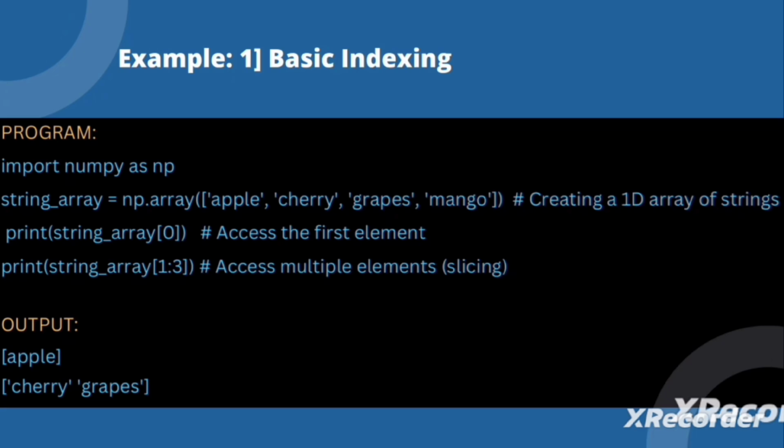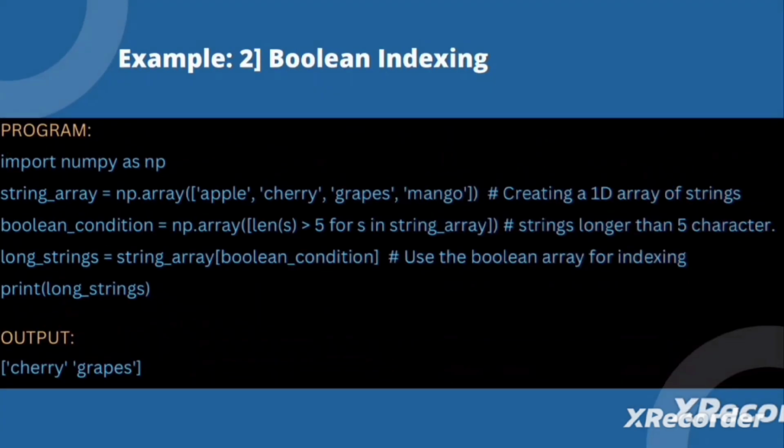So let's see the second way, that is Boolean indexing. In this example, simply a 1D array of strings is created of apple, cherry, grapes and mango. Now if you want strings longer than 5 characters, then you can do it using a condition, same as Boolean indexing of an array. At last, use the Boolean array for indexing, and you will get cherry and grapes as the output, which is greater than 5 characters.